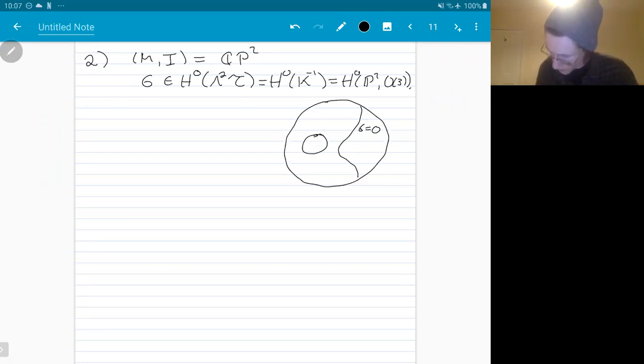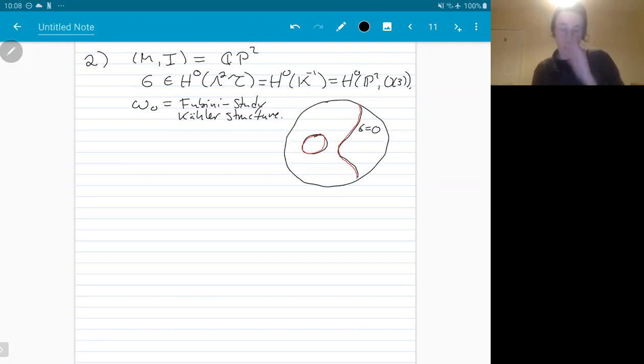So what I've drawn in black, let me draw it in red. This is where sigma is equal to 0. Okay, so that's the Poisson structure, and then for the 1-1 form, we take the Fubini-Study Kähler structure. Okay, so we need to produce a vector field.